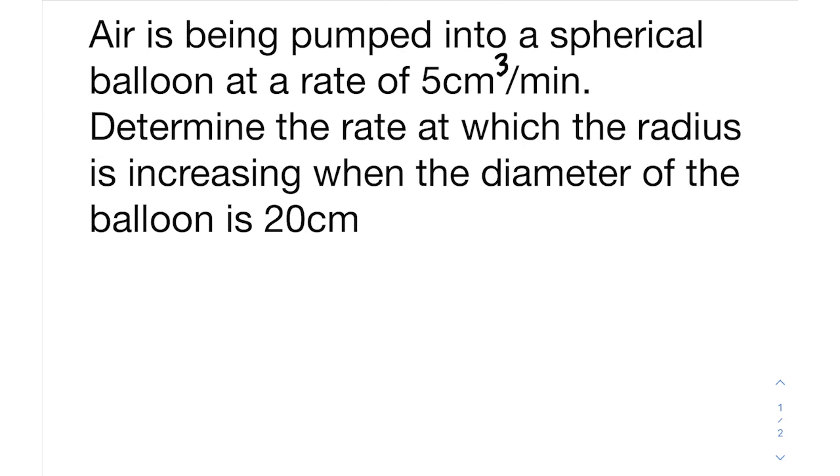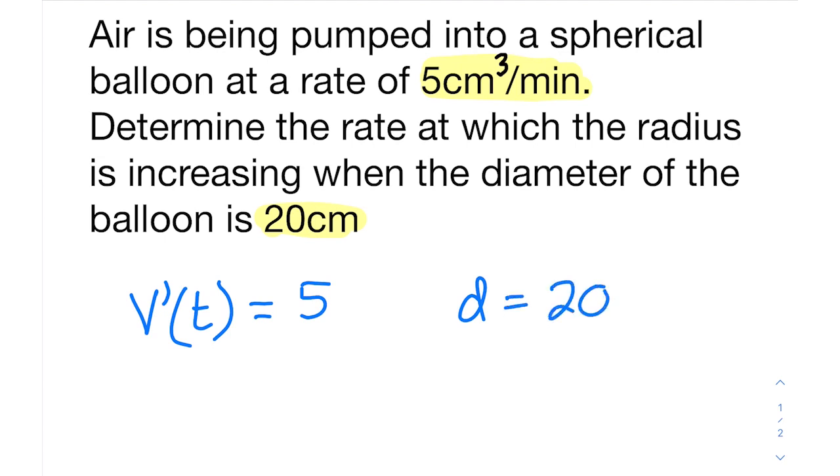Okay, so first let's take a look at what values we have. This is a cubed unit, so that lets us know that we're dealing with volume, and specifically here it's a change in volume. So this is going to be our v prime of t, because it's a change in volume over time. So that value is going to be 5. And then they give us a diameter of 20.